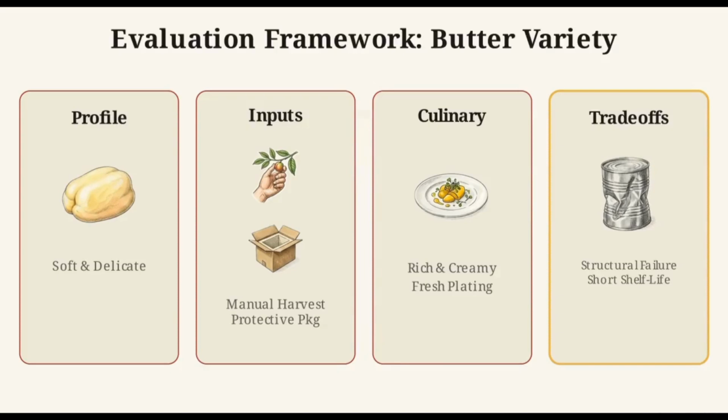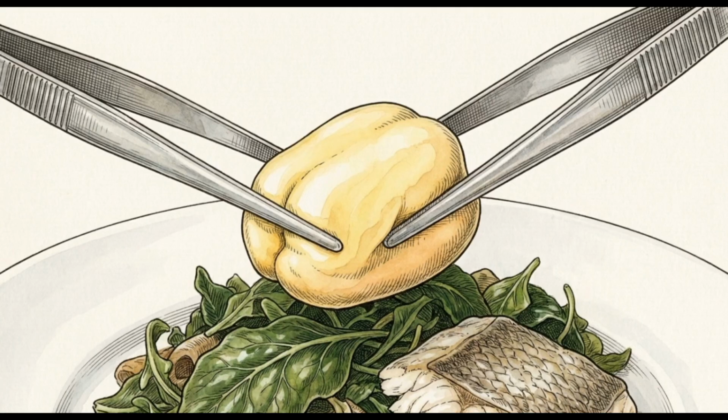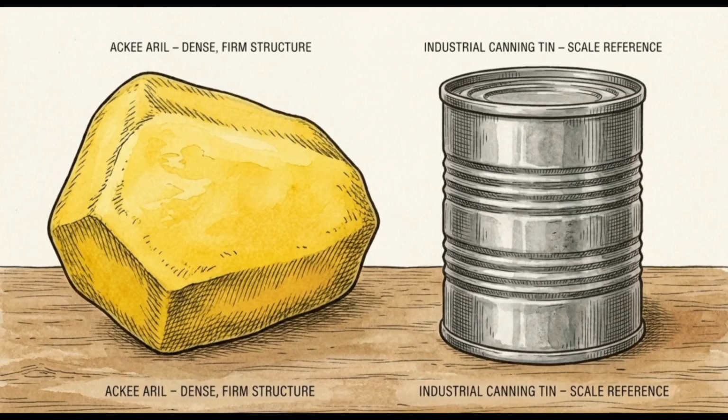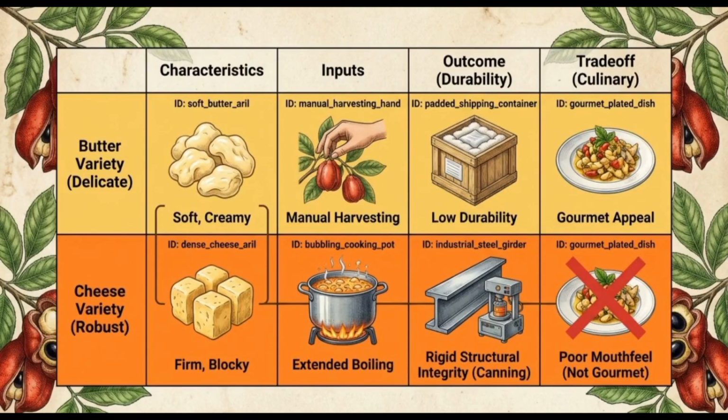The commercial trade-off is severe. Butter varieties suffer structural failure during canning and possess a shorter transit shelf life. These cultivars demand expensive, high-maintenance logistics, but they are non-negotiable if your goal is a premium, fresh-to-table culinary outcome. Opposite the butter cultivars are the robust cheese profiles.